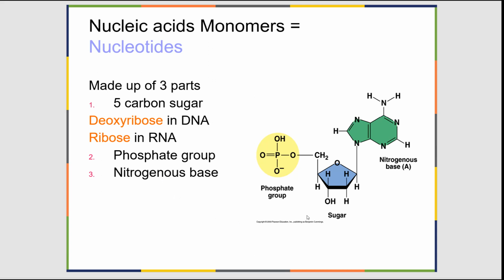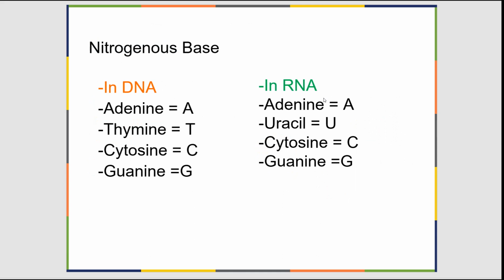Okay, so we have our sugar group, whether it's deoxyribose or ribose. We have our phosphate group, and then we have our nitrogenous base. And these are all going to string together to make DNA or RNA.